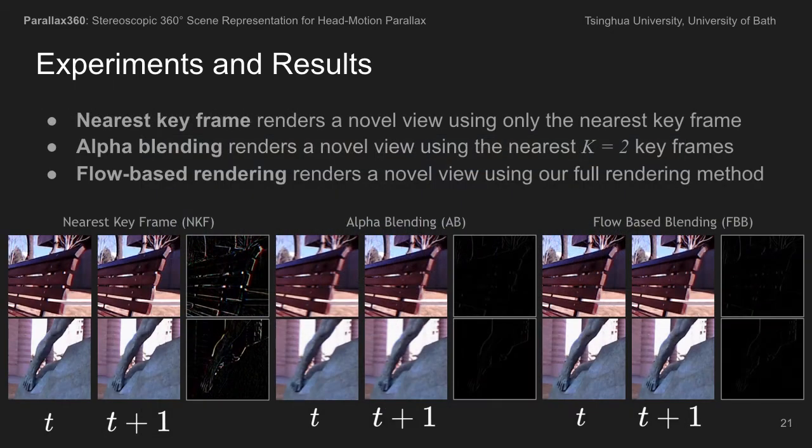In NKF results, there are abrupt changes when the HMD is rotating while switching from one keyframe to another. In alpha blending results, the abrupt changes disappear, but the rendered view contains obvious blurriness. Our FBB rendering method is a trade-off between these two methods, with a smooth transition effect.